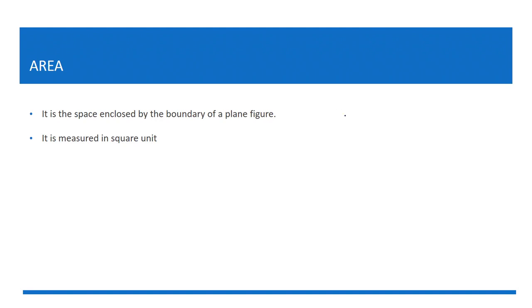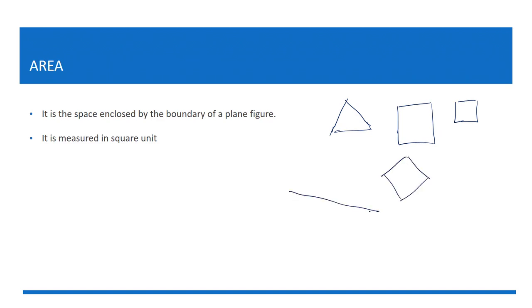A plane figure may be a triangle, a rectangle or square, or it may be like this, or like this, whatever it may be. The inside of this is called the area. This is the space enclosed by the boundary of a plane figure. We are enclosing this particular region by a boundary.